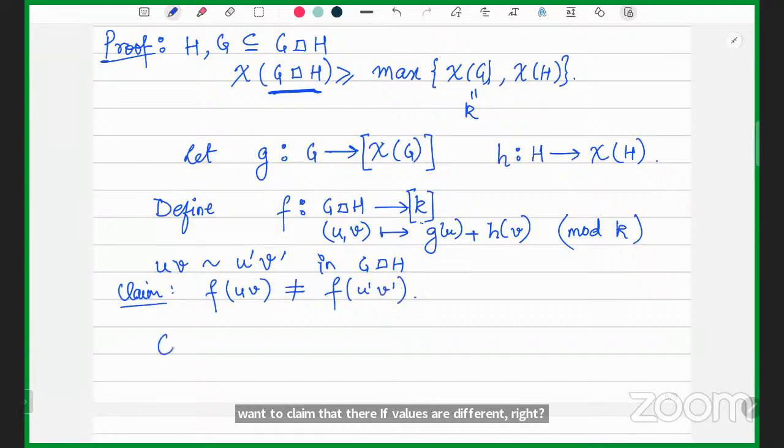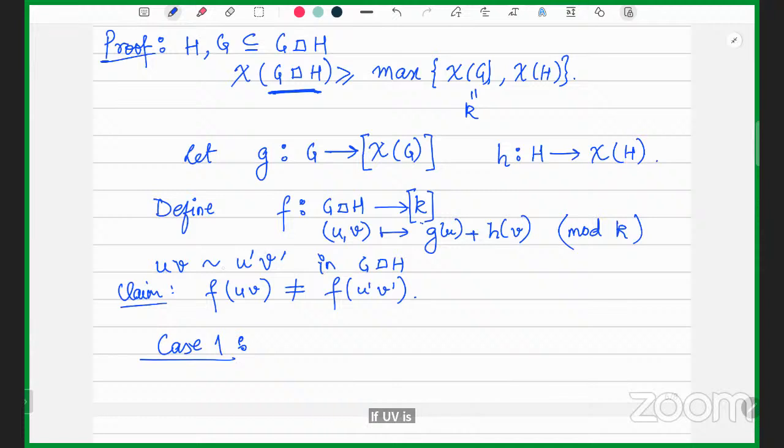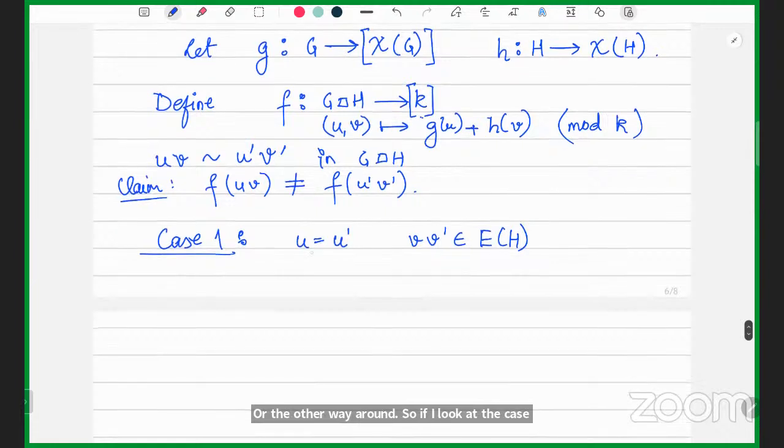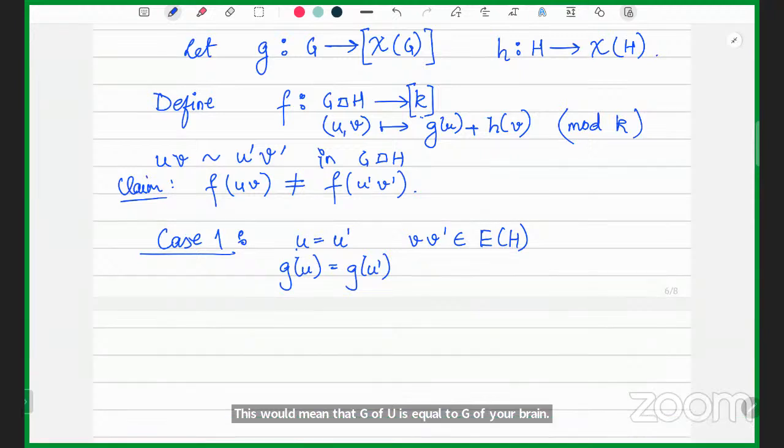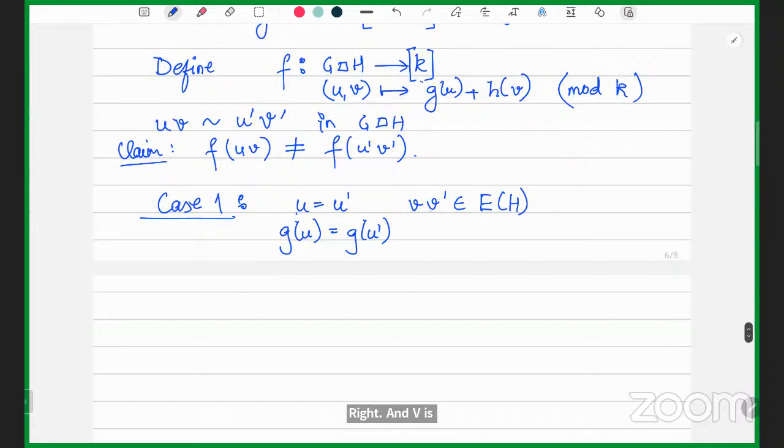Now, see what can happen. If UV is adjacent to U'V', by definition of the Cartesian product, either U is equal to U' and VV' is an edge, or the other way around. So if I look at case 1, U is equal to U', this would mean that G of U is equal to G of U', right? And V is adjacent to V', which means H of V has to be distinct from H of V'.